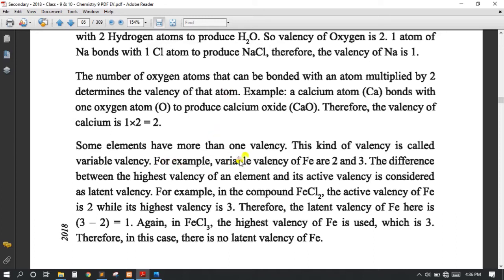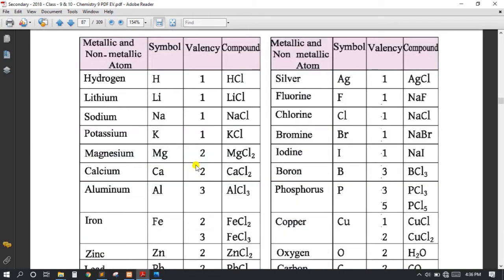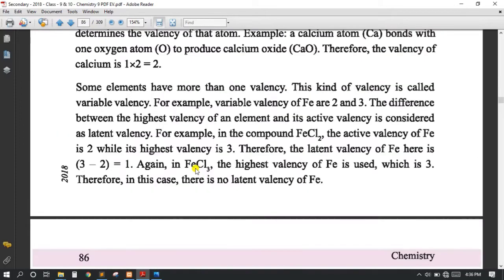Some elements have more than one valency. This kind of valency is called variable valency. Variable valency of iron is 2 and 3. The difference between the highest valency of an element and active valency is known as latent valency. An example is given here, and on the next page some examples are given. Now I will explain the latent valency and variable valency.